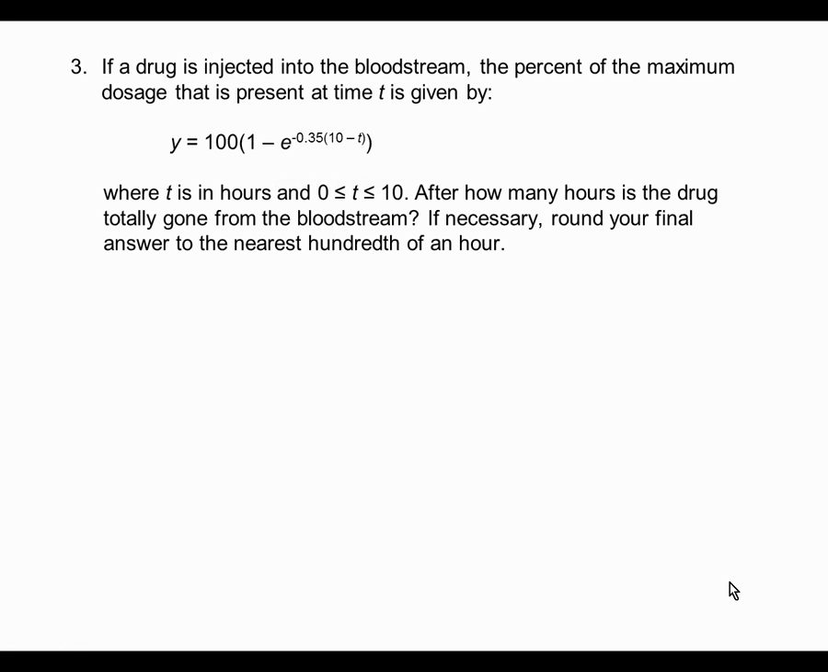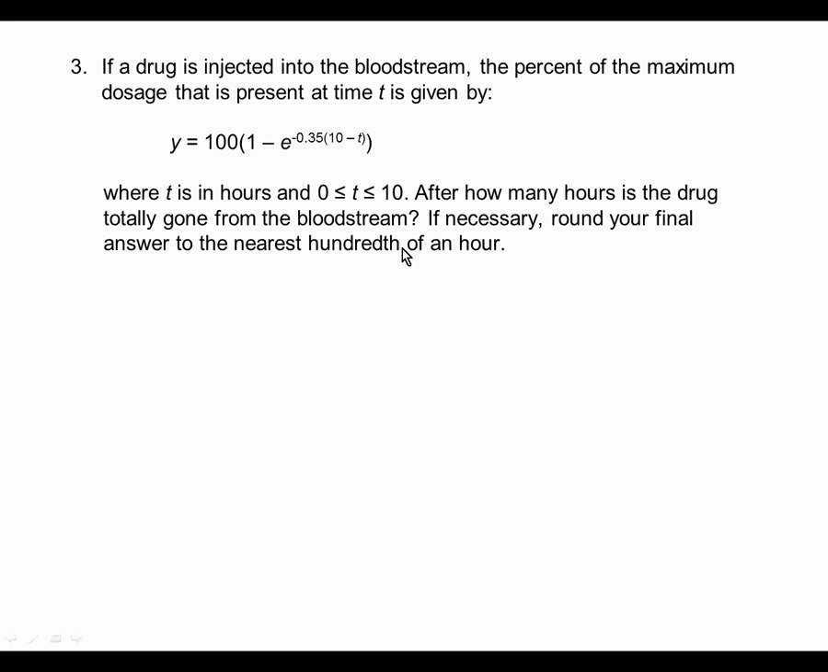Okay, number 3 says, if a drug is injected into the bloodstream, the percent of the maximum dosage that is present at time t is given by y equals 100 times 1 minus e raised to the negative 0.35 times 10 minus t power, where t is in hours and 0 is less than or equal to t, which is less than 10. After how many hours is the drug totally gone from the bloodstream? If necessary, round your final answer to the nearest hundredth of an hour.